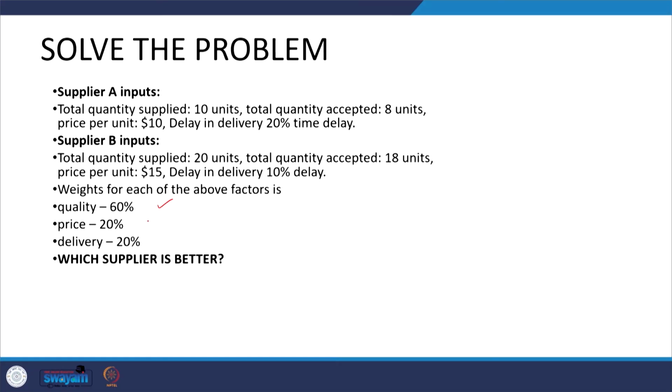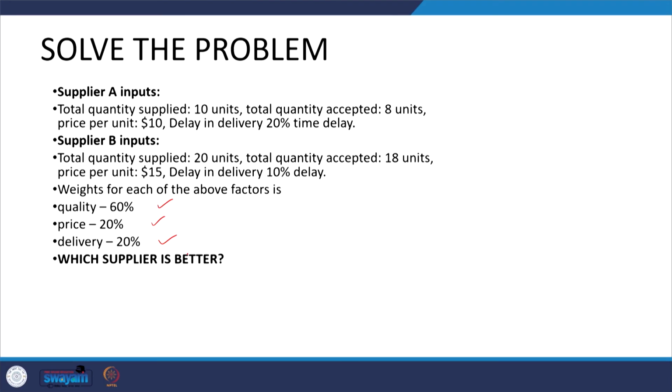Now, let us take a question. This is a problem for you, kindly solve it. Supplier A inputs: total quantity supplied 10 units, total quantity accepted 8 units, price per unit $10, delay in delivery 20% of the time. Supplier B inputs: total quantity supplied 20 units, total quantity accepted 18 units, price per unit $15 and delay 10%. Weights for these factors are quality 60%, price 20%, delivery 20%. Your job is to take it as an exercise and find out which supplier is better out of these two.